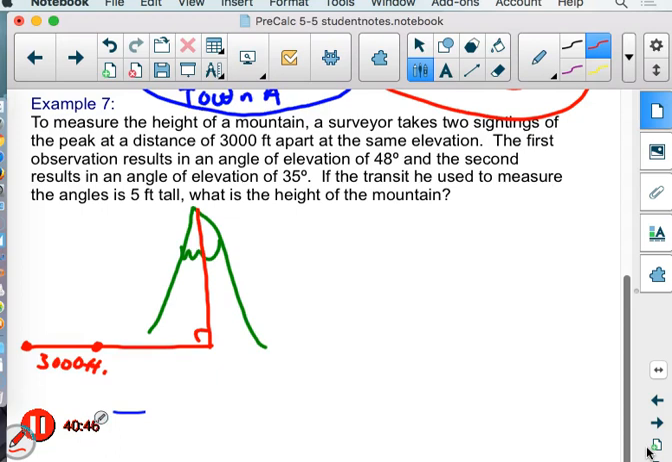Which is first and which is second? So let's see. We're standing at one of those spots, and we look up at the mountain. When I move back, does the angle get bigger or smaller? It's smaller. So the bigger one has to go here.